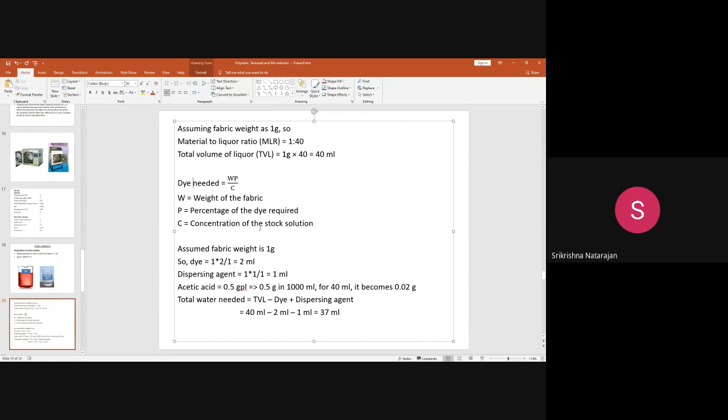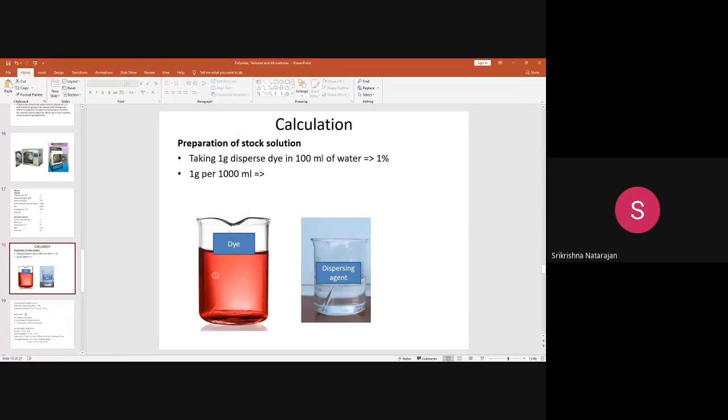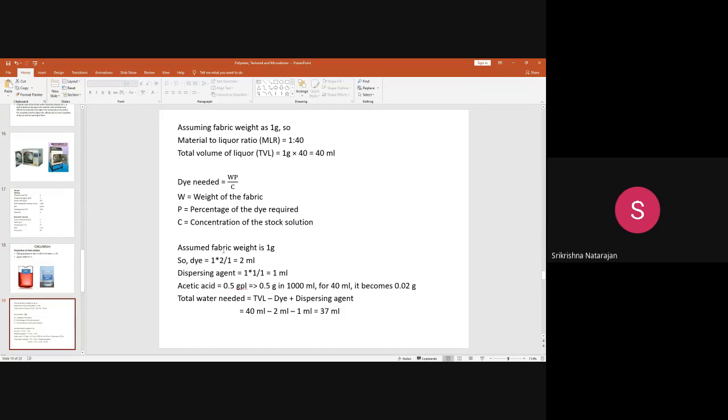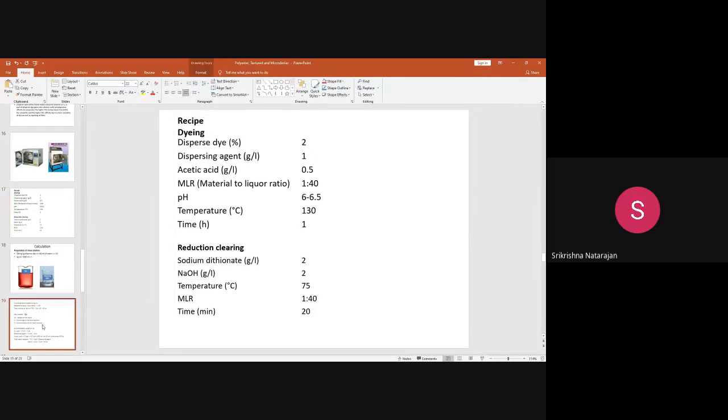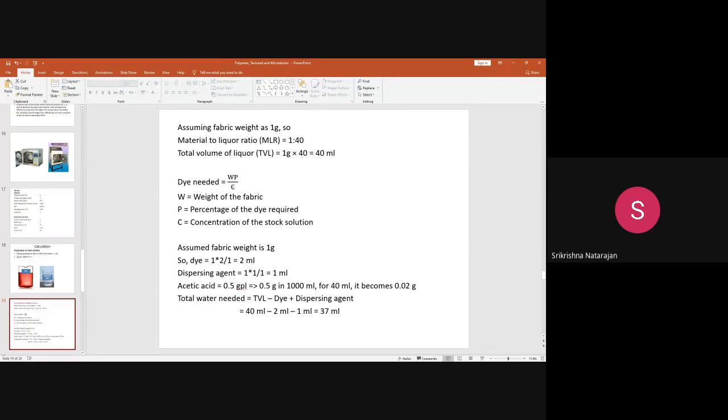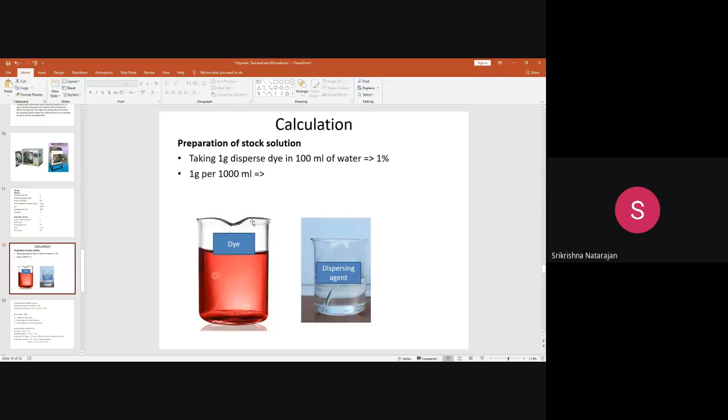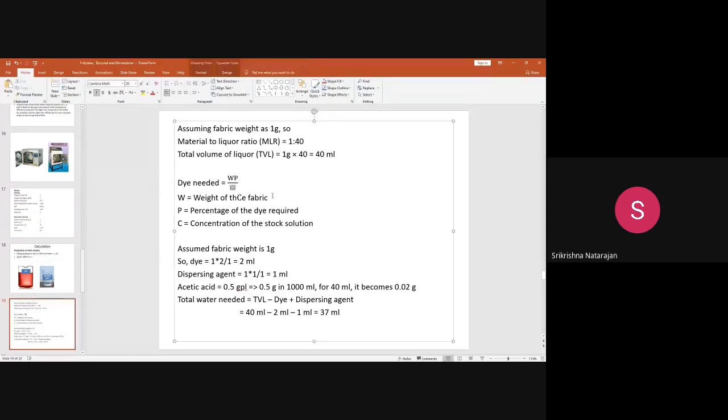You prepared the stock solution earlier: 1 gram of dye dissolved in 100 ml. From this you have to take 2%. So you need to put in a calculation. You have assumed the fabric weight as 1 gram. Use the formula: weight of the fabric, 1, into P, the percentage of dye required as per the recipe, 2%, so into 2, divided by the concentration of the stock solution. You prepared 1%, so put 1% in the denominator. It will give 2 ml.